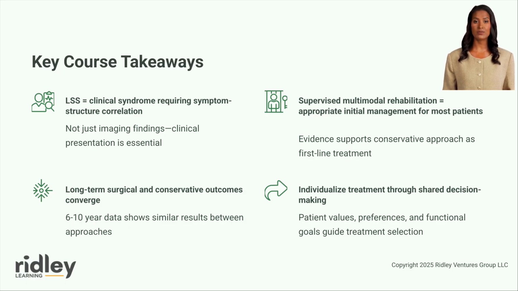The key takeaways from this course include recognition that lumbar spinal stenosis is a clinical syndrome requiring correlation between structural findings and characteristic symptoms, that comprehensive supervised rehabilitation represents appropriate initial management for most patients and produces meaningful improvements in pain, function, and quality of life, that long-term outcomes of surgical and conservative management converge over extended follow-up periods, and that treatment selection should be individualized based on patient characteristics, preferences, and values through a shared decision-making process.